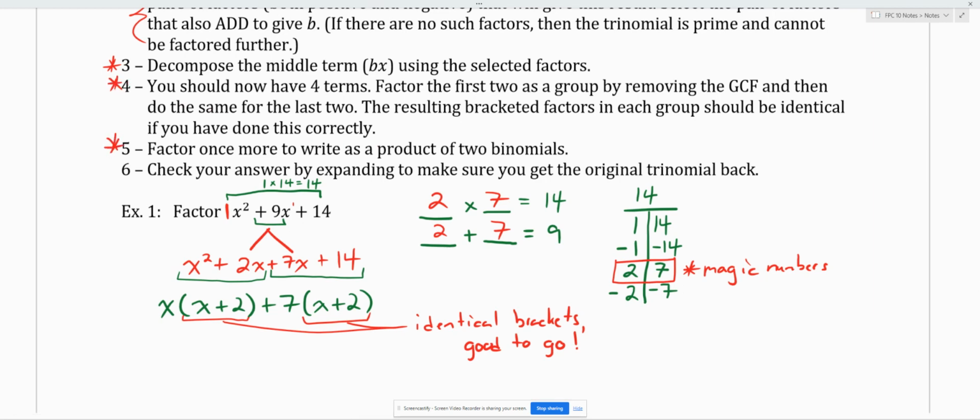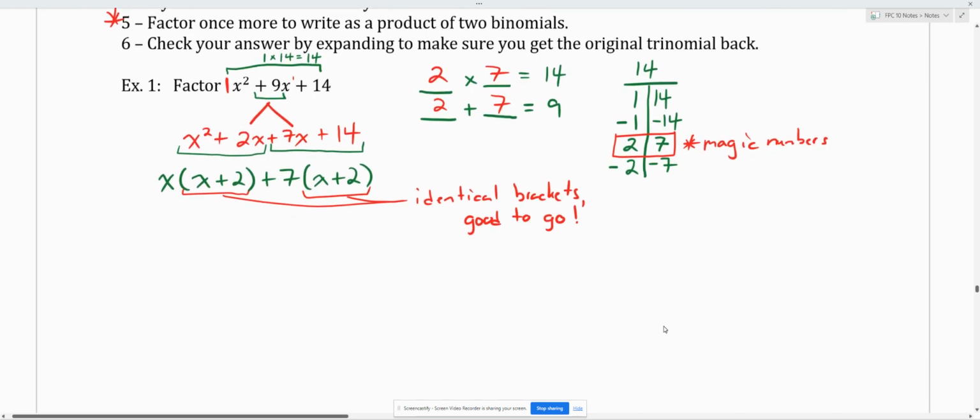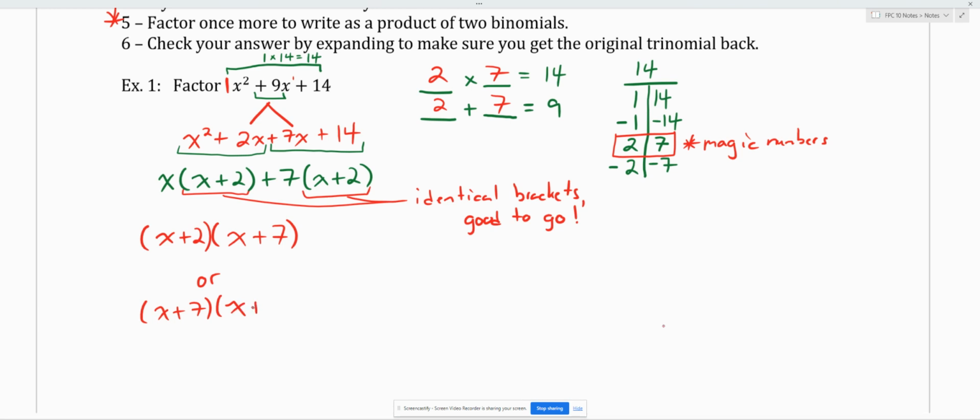After we've factored that, we're going to factor one more time, and we're going to factor the actual set of brackets. Because remember, these are identical. These are two terms: x times a thing plus 7 times a thing. The thing is identical, the x plus 2. So let's factor that out, the x plus 2, and let's write our leftovers, which was the x and the 7. Sometimes your order might change. So just remember, this is not wrong. This is perfectly correct. The order and how you write your binomials does not change your answer. And this is our first trinomial being factored into two binomials as a product.